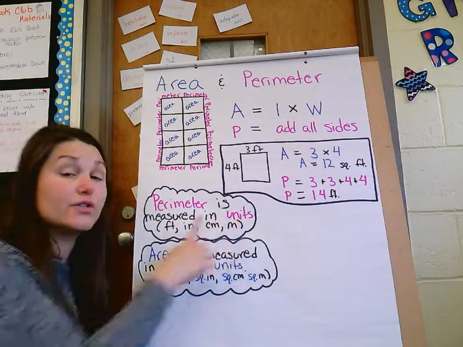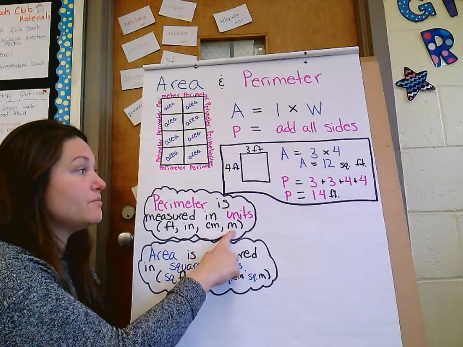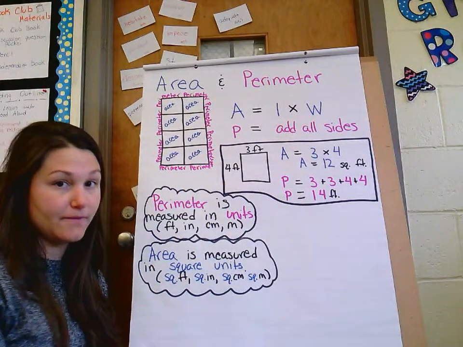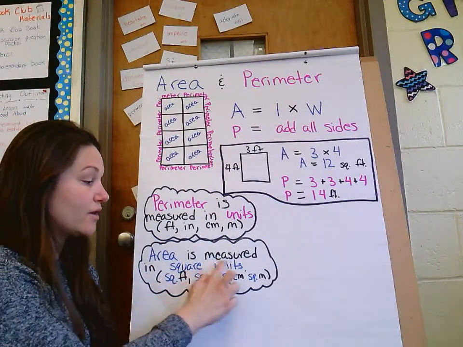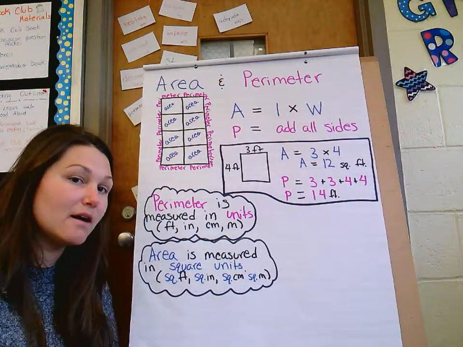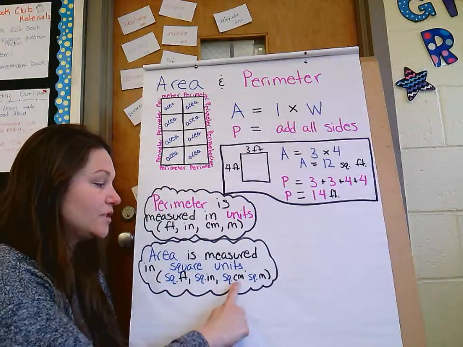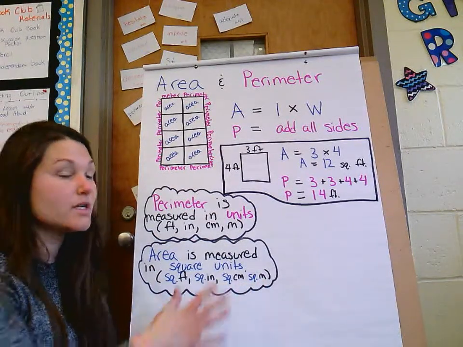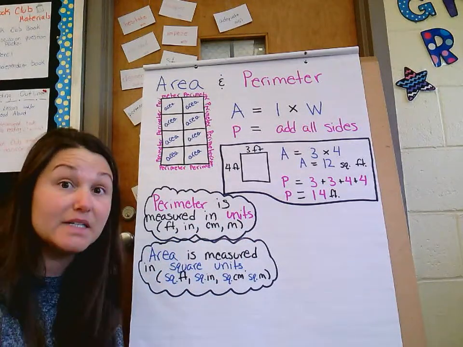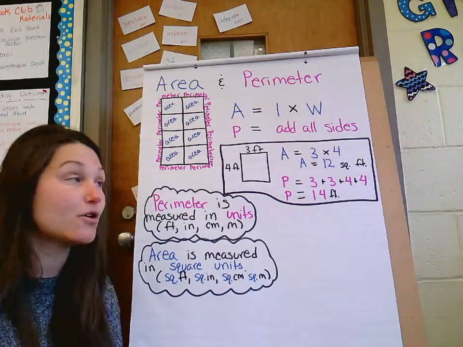Perimeter is measured in just regular units, like feet, inches, centimeters, and meters, because we're just figuring out the distance around the figure. Area is measured in square units because we're figuring out how many squares it would take to cover that surface inside the figure. So square feet, square inches, square centimeters, square meters. Perimeter is just regular units, area is always square units, and that makes a big difference. So we want to make sure we're always labeling our area and our perimeter.